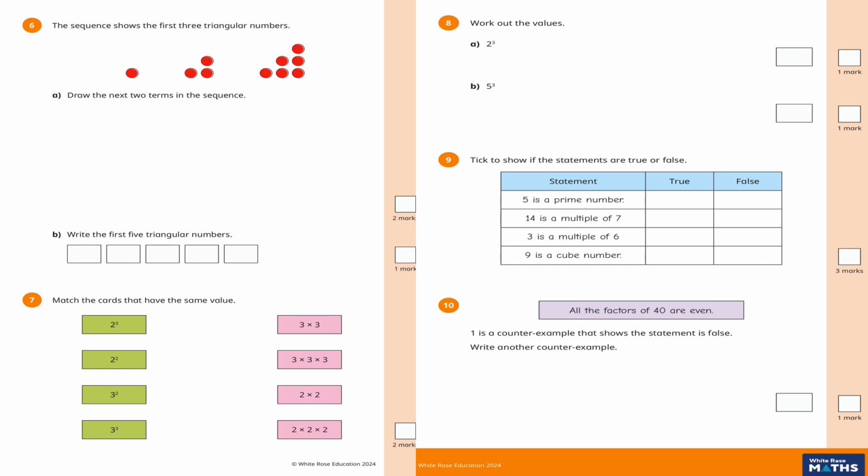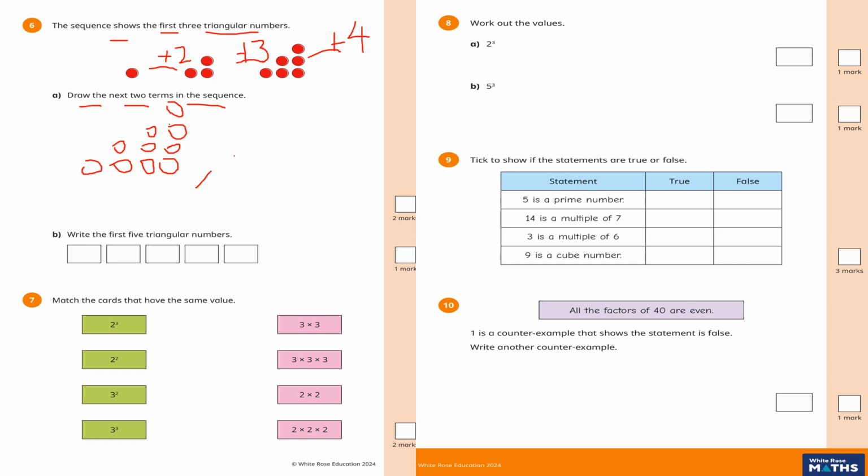Question number 6. The sequence shows the first three triangular numbers. Part A, draw the next two terms in this sequence. So they're going to add 2 there, then they're going to add 3. So now I'm going to add 4 to this. We've got 1, 2, 3, 4, 5, 6. So now have 1, 2, 3, 4, 5, 6, 7, 8, 9, 10. That's the fourth one.